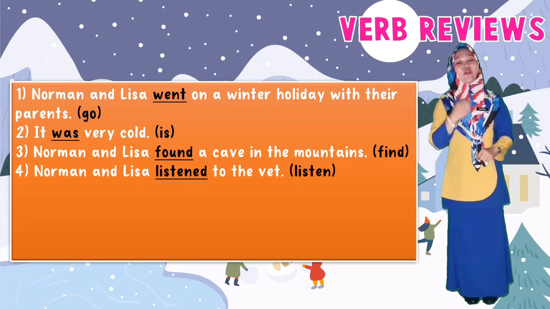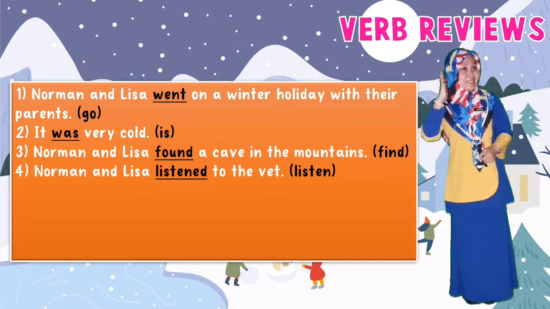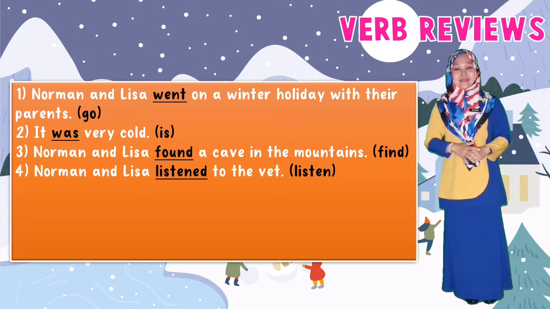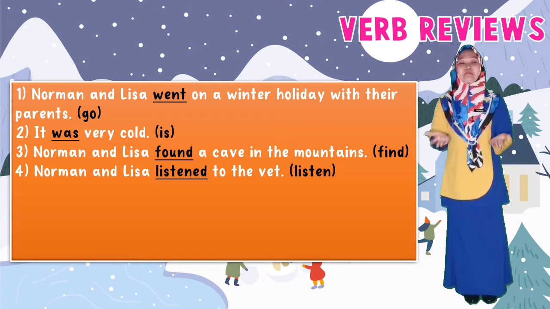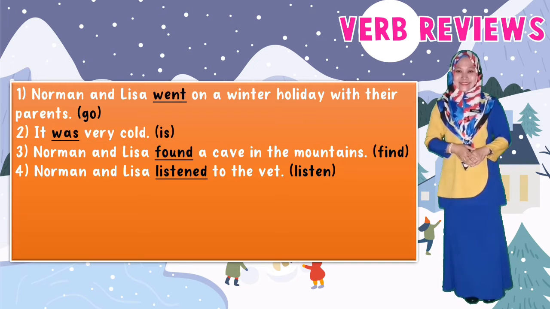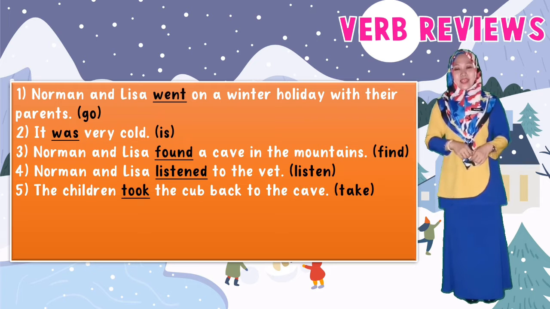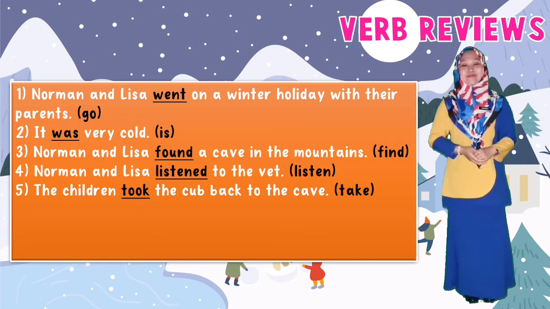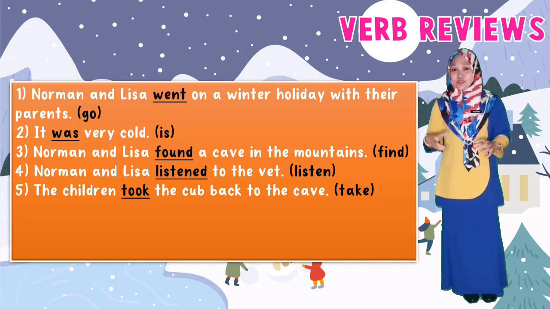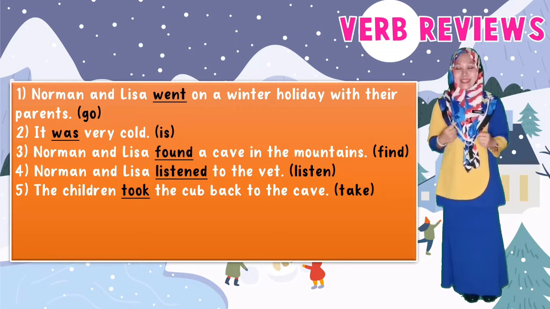Sentence number 4. Norman and Lisa listened to the vet. The word listened in this sentence is the past form of the verb listen. Sentence number 5. The children took the cup back to the cave. The verb took in this sentence is the past form of the verb take.